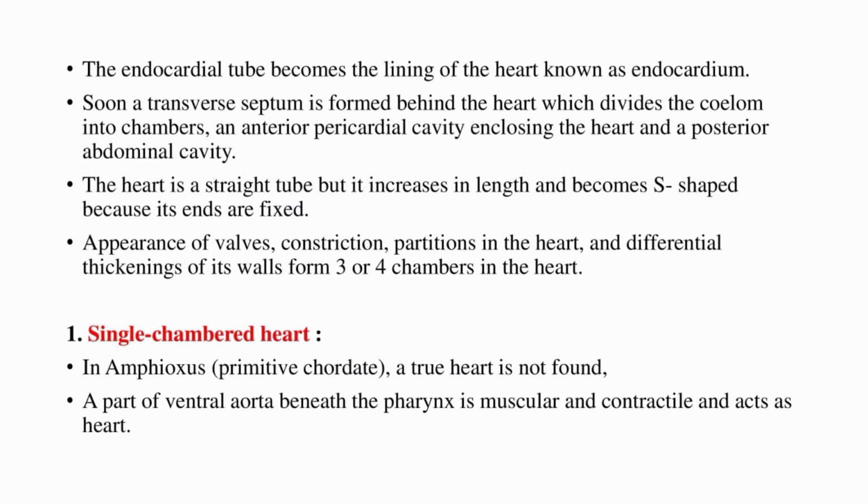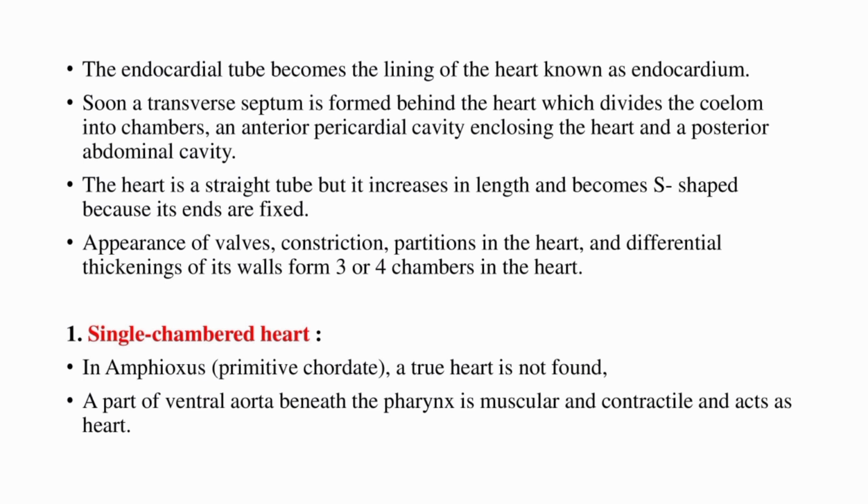Soon a transverse septum is formed behind the heart which divides the coelom into chambers, an anterior pericardial cavity enclosing the heart and a posterior abdominal cavity. The heart is a straight tube but increases in length and becomes S-shaped because its ends are fixed. Appearance of valves, constriction, partitions in the heart and differential thickenings of its walls form 3 or 4 chambers in the heart. First one, single chambered heart.